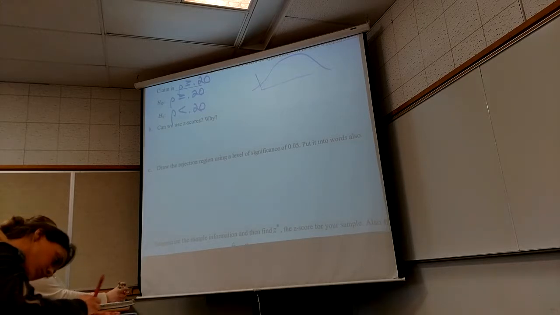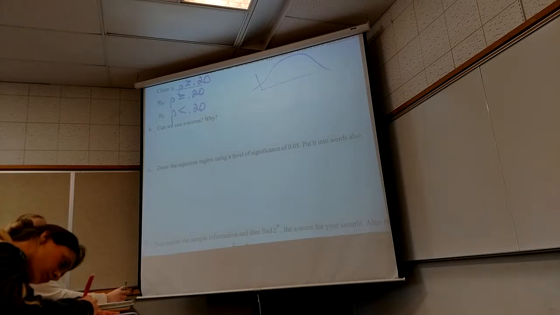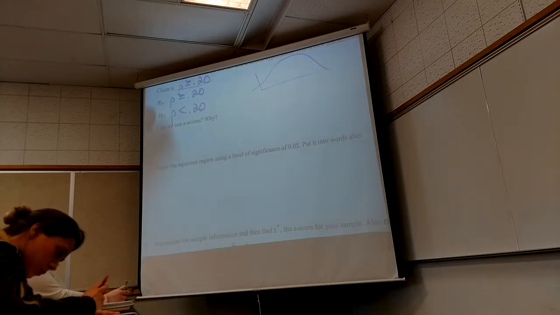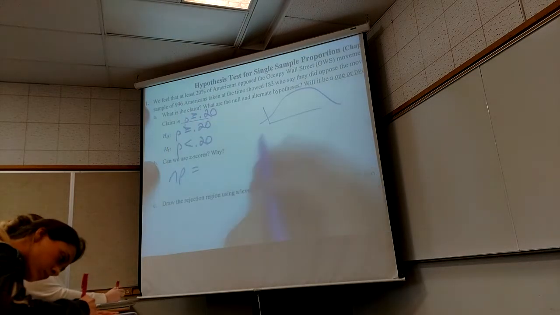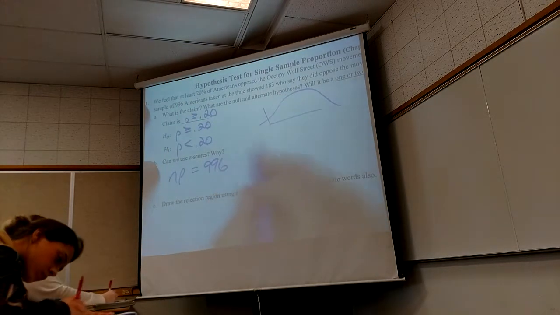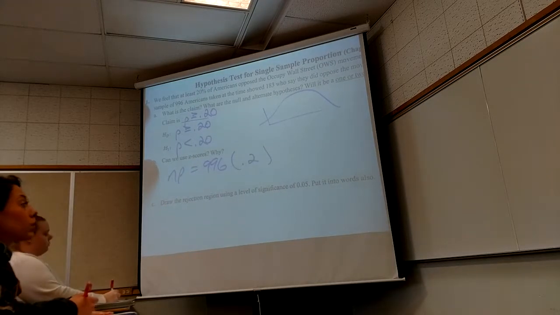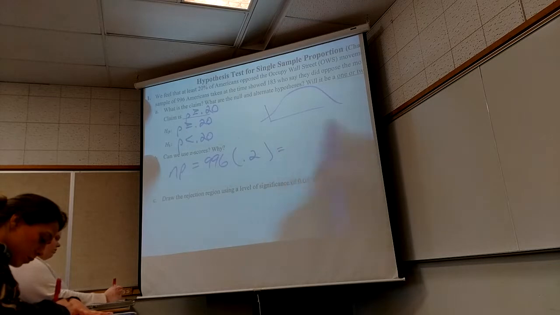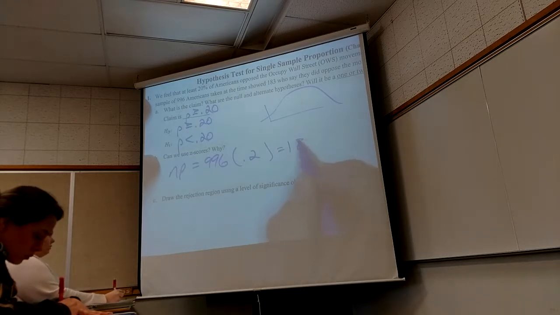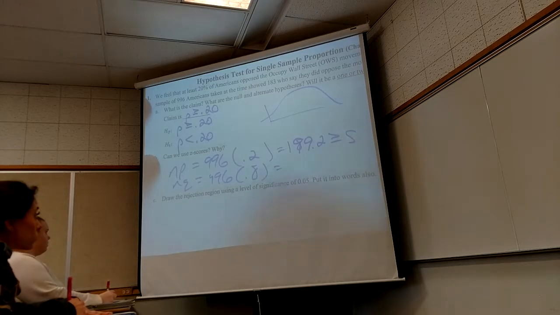The real problem is, what do I check here? We have to check whether np and nq are both greater than or equal to 5. So what's np? What's n? 996, the total number always, not that 183 little puny thing. 996 times what's p? 0.2, not p hat, p. And what is 996 times 0.2? 199.2. Okay, that's at least 5. And q is 996 times 0.8. That's definitely going to be at least 5.